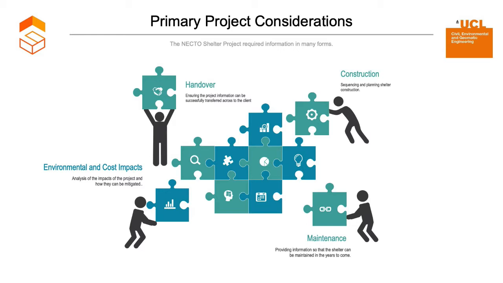In our primary discussions as a collective group, we established that there are many different branches of information that needed to be considered in order for the project to be successful. We initially broke the project into 4 main categories: construction, maintenance, environmental cost and impacts, as well as the handover of the project to the client. Each category has respective subcategories that are all interdependent and require communication and logistical organization.